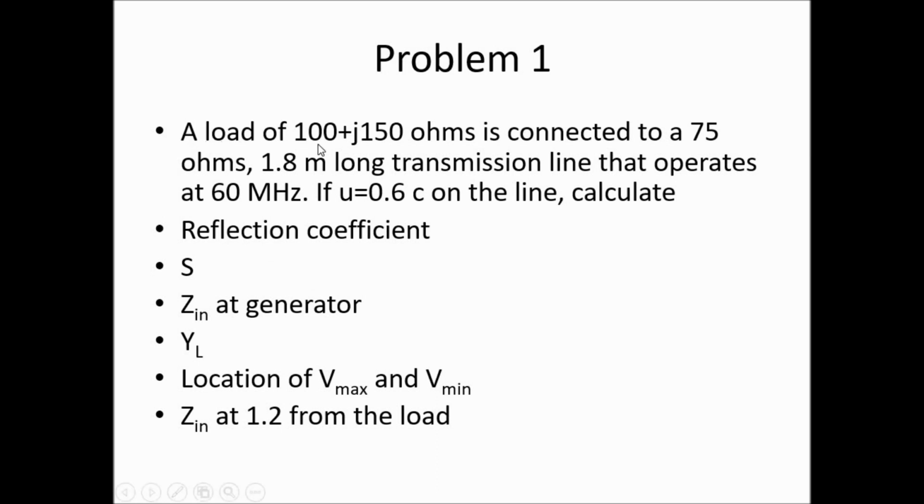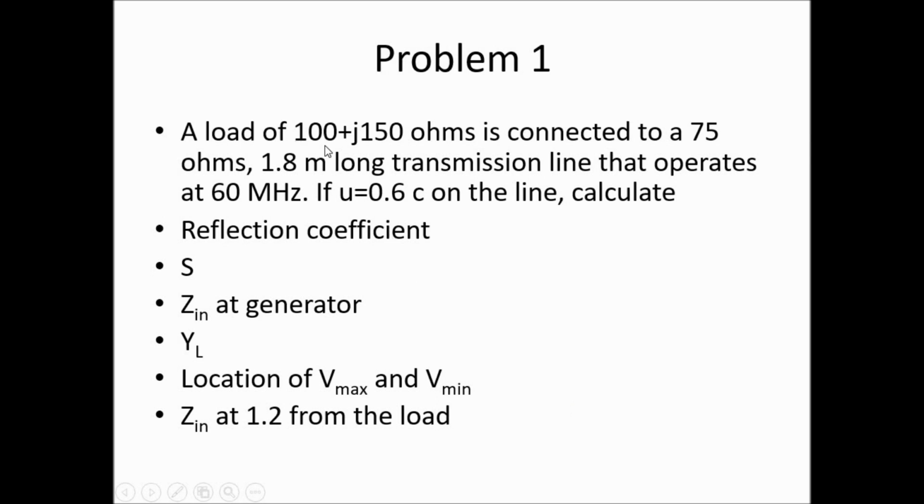You have a load of 100 + j150 ohms with a 75 ohms characteristic impedance, on a 0.8 meter long transmission line at 60 megahertz. The velocity factor is 0.6 on the line. Calculate the reflection coefficient, standing wave ratio, input impedance at the generator, load admittance, location of Vmax and Vmin, and input impedance at 1.2 meter from the load.